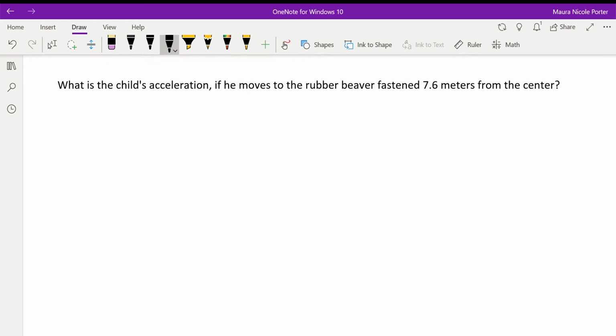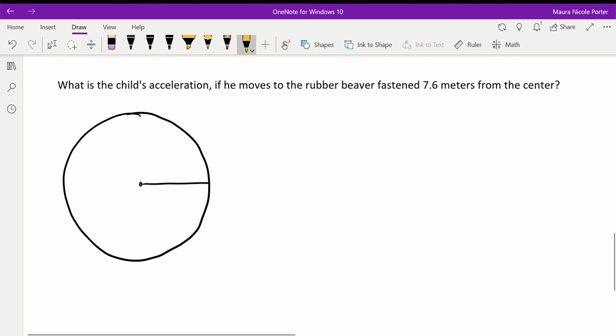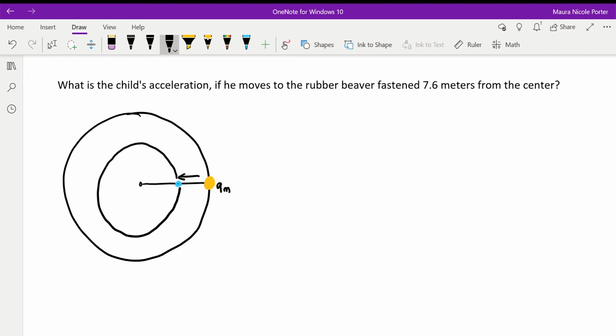What we were at before is we have this large circle, and it had a diameter with our moose at the end of 9 meters. And we're just going to bring that in. So let's make our beaver blue, and he's this new little spot right here. And let's draw his new route of movement. He's going to come like this, a little bit misshapen, but that's all right. So this is going to be at 7.6 meters.